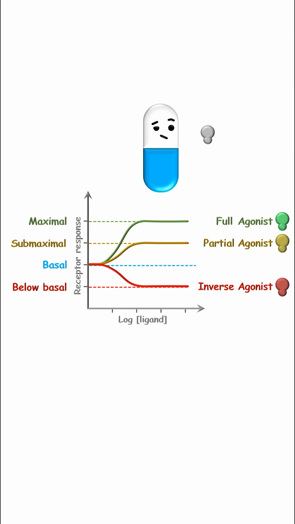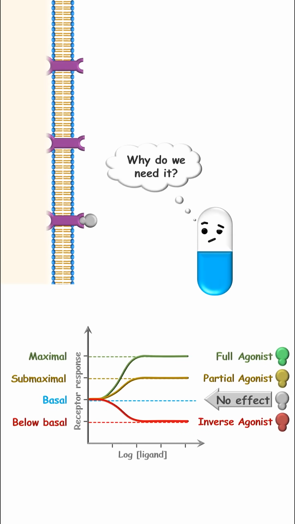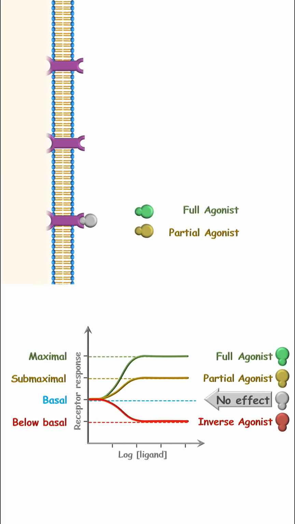So, are there ligands that bind to the receptor but have no effect on the basal activity? Yes, but then why would we need such a ligand? One purpose could be to block the effects of the agonists. In other words, these ligands can be considered anti-agonists or antagonists.